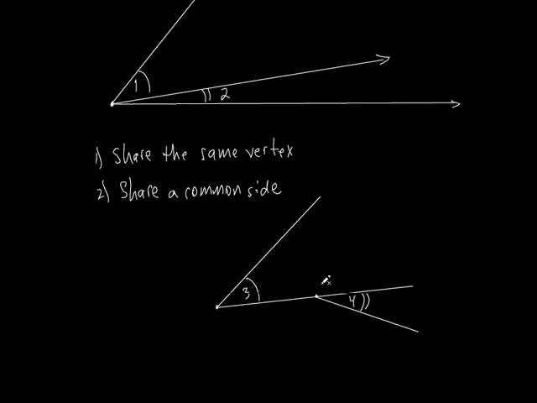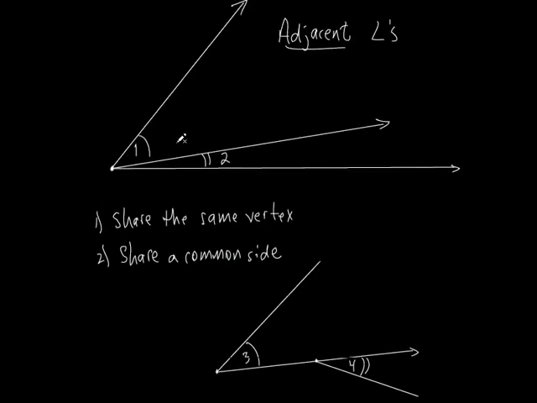Writing this down, Freddie? They also have to share a common side. Now look, you might think they share a common side. I mean, they kind of do, because angle 4 has this part of it, but it doesn't have that whole entire side that angle 3 has, does it? It just shares a part of it. So both of these things are not true. So these are not adjacent angles. These right here would be adjacent angles.